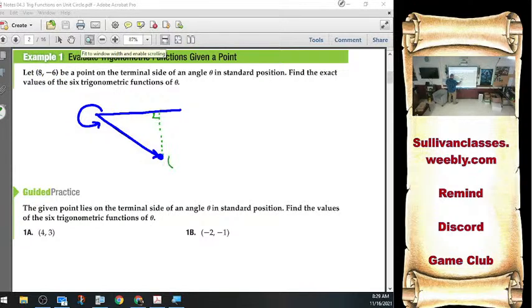If I have a coordinate 8, -6, that means my sides are 8 and -6 respectively. Get some Pythagorean on there. What's my hypotenuse? Or recognize the 3, 4, 5 triangle. 10.